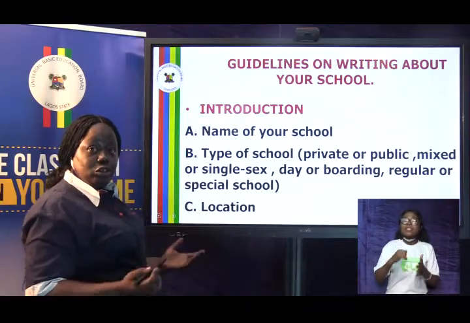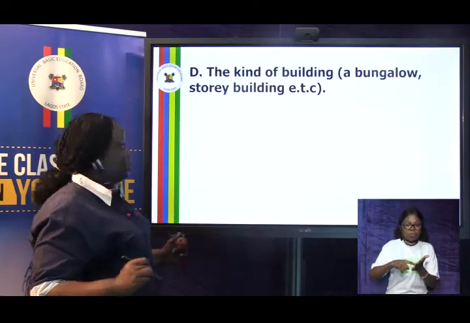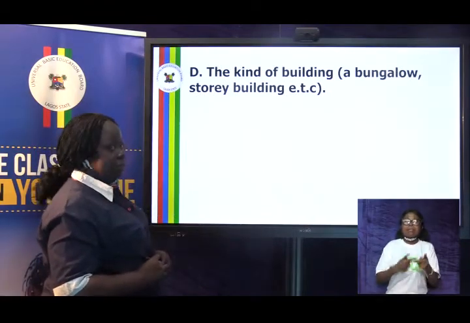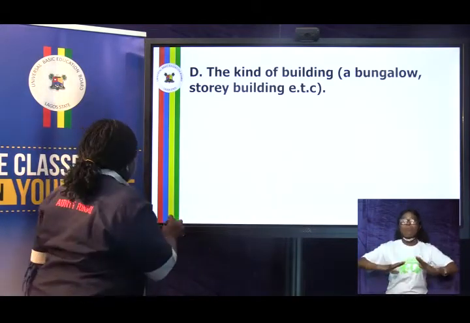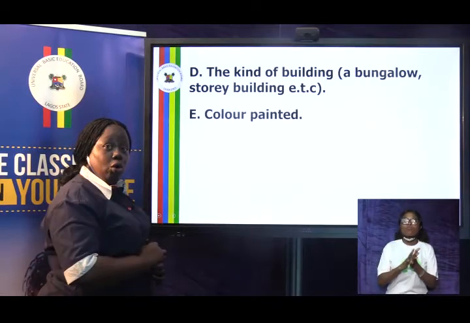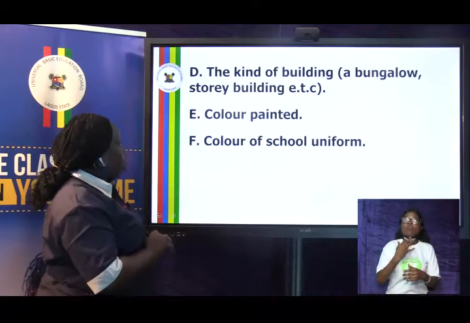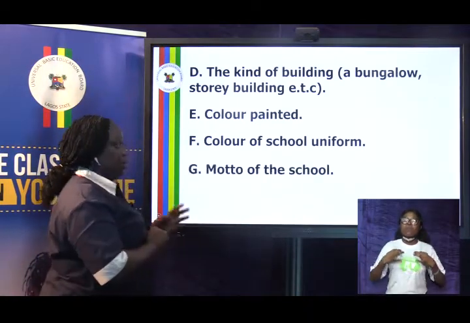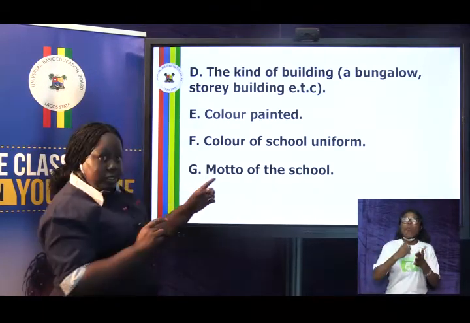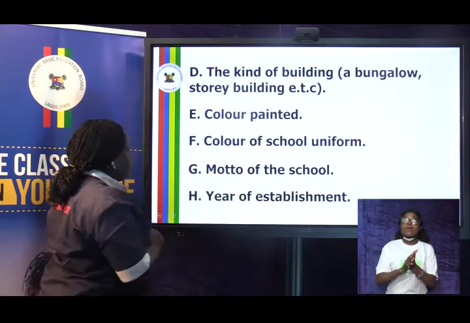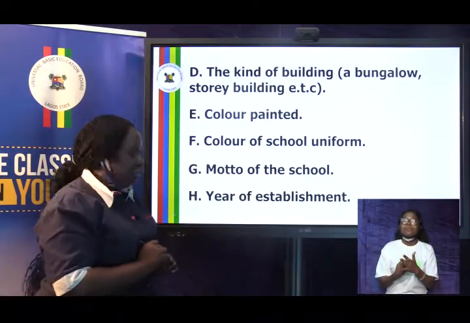Location. Where is your school located? I believe you are taking note of all those things. The kind of building, whether it's a bungalow or story building and so on. The color that your school is painted in. Color of your school uniform. The motto of your school. I can remember the motto of my school. Knowledge is power. So what's the motto of your school? Year of establishment. What year was your school established?